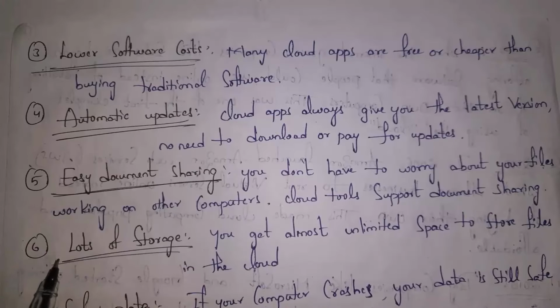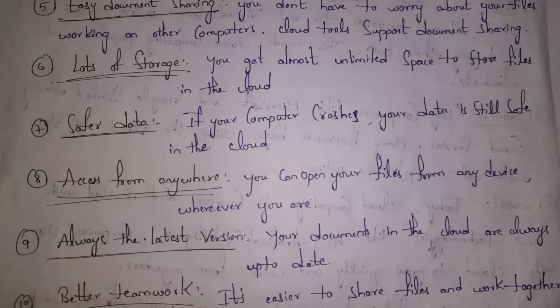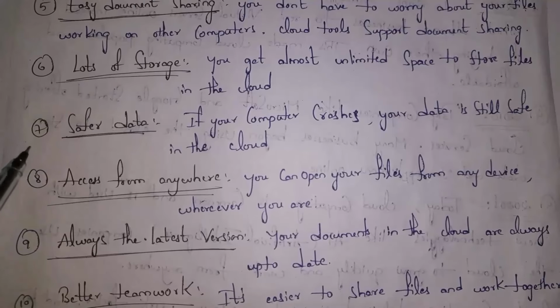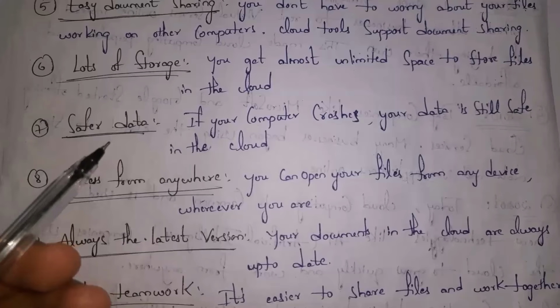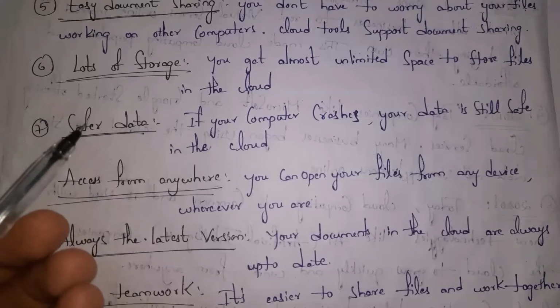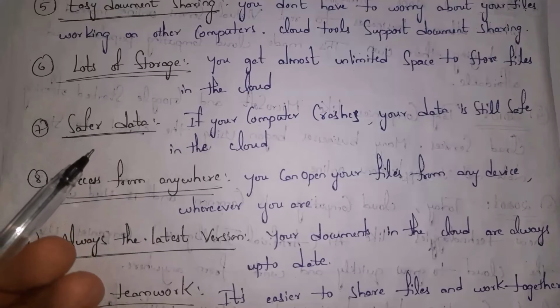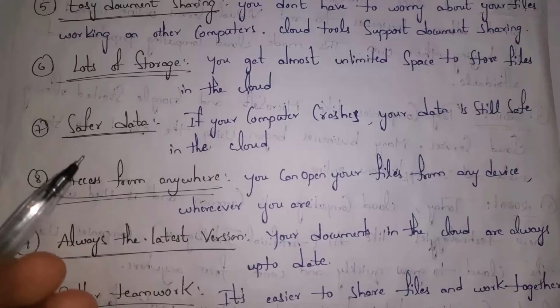And the sixth one is lots of storage. There is unlimited storage in cloud. And the seventh one is safer data. As we will store complete data on the internet, even if your personal computer gets any problem, there is no need to worry because your data is stored in cloud.